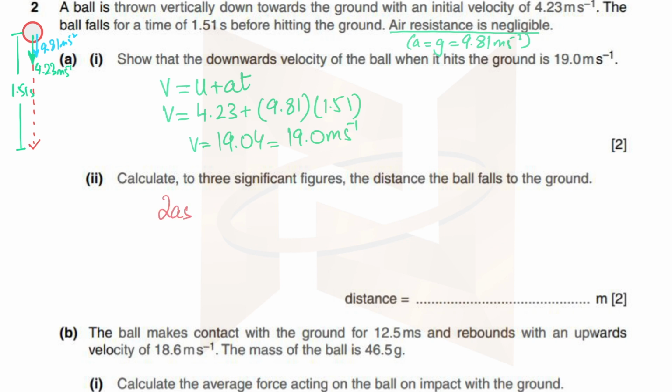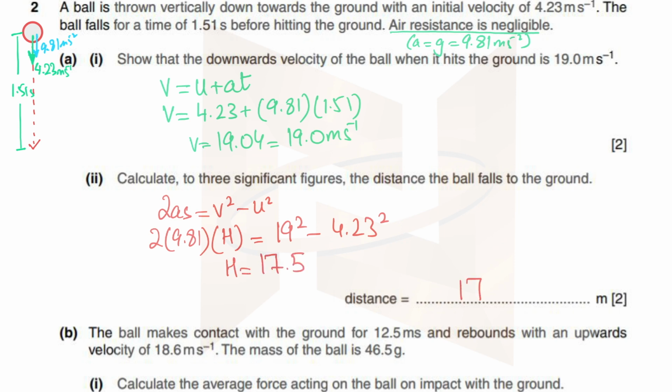Now in the next part, they say calculate to 3 significant figures the distance the ball falls to the ground. So use 2S is equal to V squared minus U squared, 2 times 9.81 times H, which is equal to, now your final speed was 19.0, your initial speed was 4.23, and you get the height H, and H turns out to be 17.5 meters.